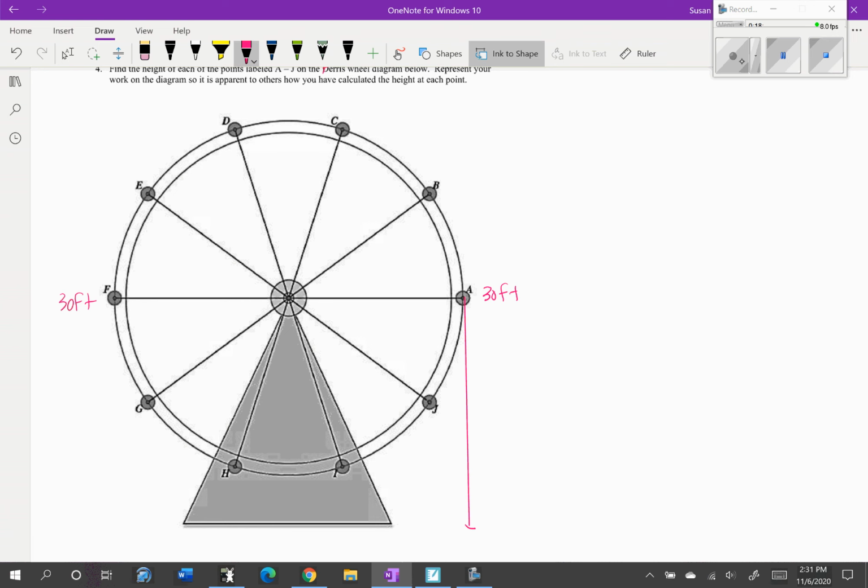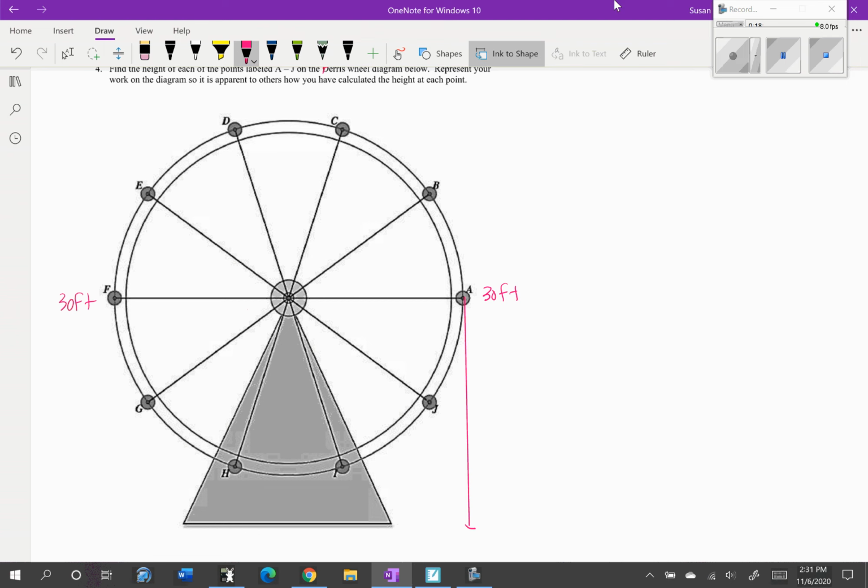Well, first of all, we need to figure out what each of these angles are, right? So how can I figure out what each of these different angles are in between each of the spokes of the wheel? So take a minute to pause the video, and when you're done, unpause the video to check your work.